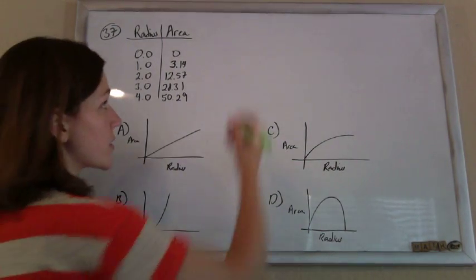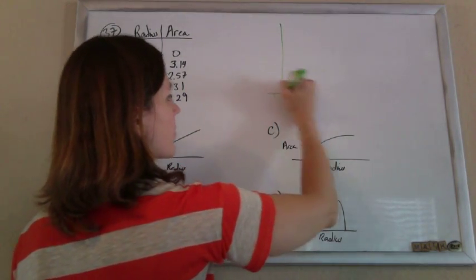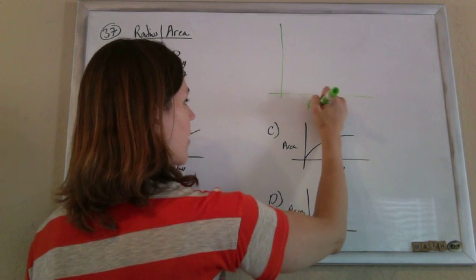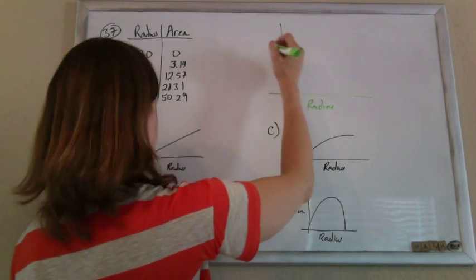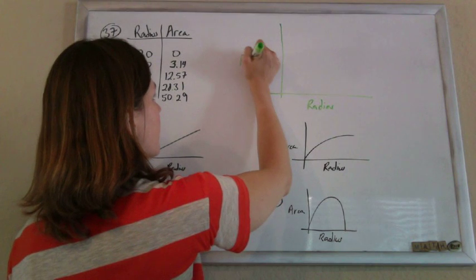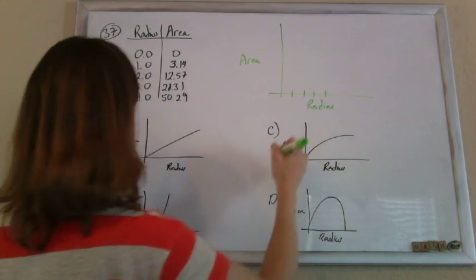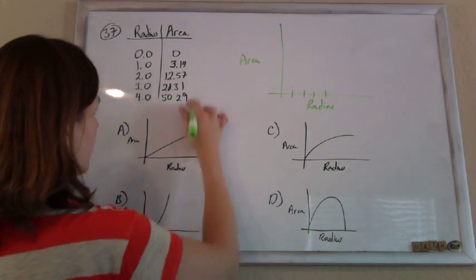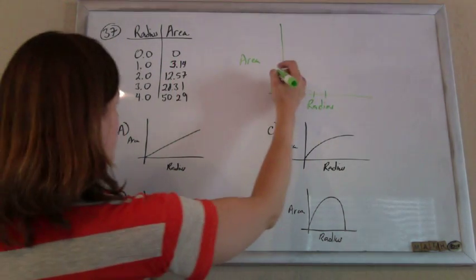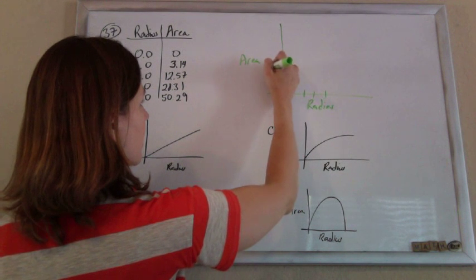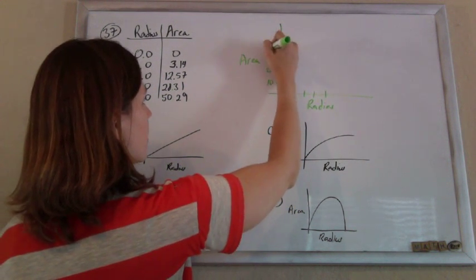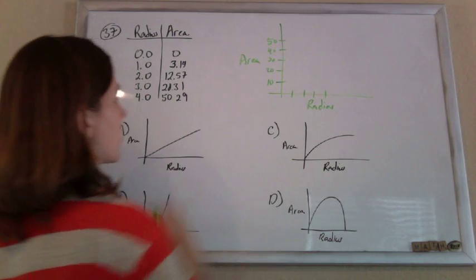Alright, so to get an idea of what's going on, I'm going to try to graph this myself. It's not going to be a perfect graph because I don't have graph paper on the test, but it'll be a good sketch. So I have 1, 2, 3, 4 for the radius, and then maybe I have to go from 0 to 50, so maybe I'll go by 10. So I've got 10, 20, 30, 40, 50 for the area.